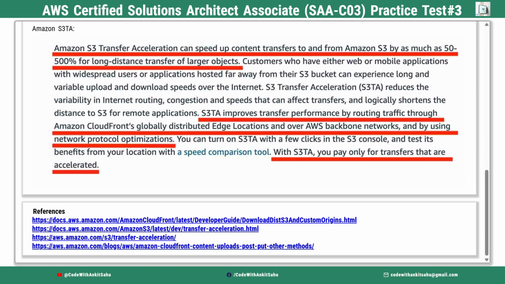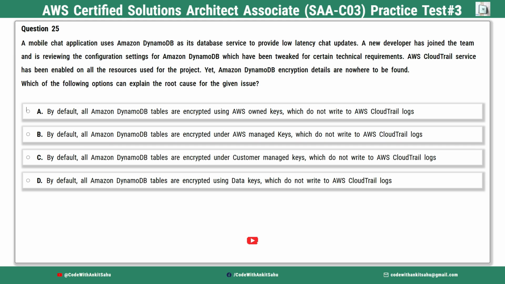References. Question 25. A mobile chat application uses Amazon DynamoDB as its database service to provide low-latency chat updates. A new developer has joined the team and is reviewing the configuration settings for Amazon DynamoDB, which have been tweaked for certain technical requirements. AWS CloudTrail service has been enabled on all the resources used for the project. Yet, Amazon DynamoDB encryption details are nowhere to be found. Which of the following options can explain the root cause for the given issue?